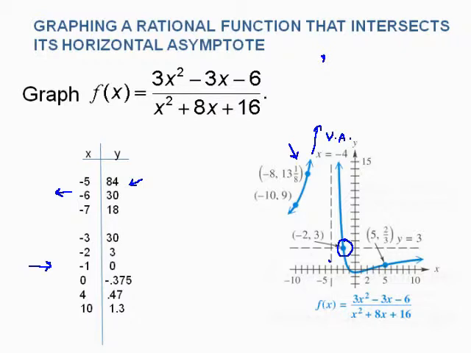All right, so that concludes our graphing. I think we've graphed a lot of things. We're going to graph some more things in the next video.